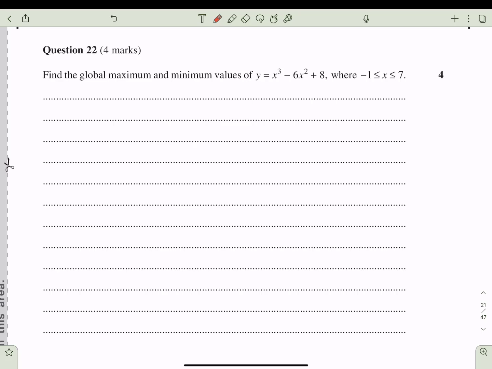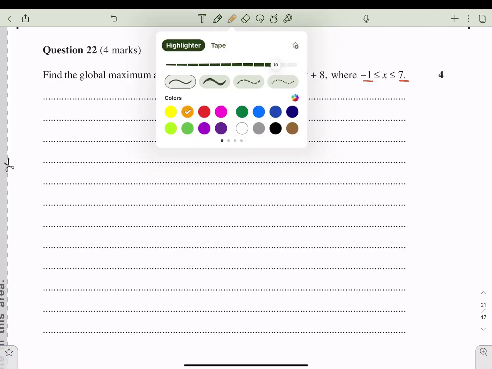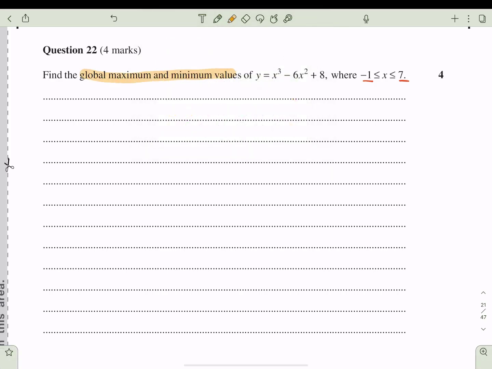Question 22. Find the global maximum and minimum values of y equals x cubed minus 6x squared plus 8, where x is between -1 and 7. Now, when we are dealing with a global max and a global minimum problem, we need to be thinking of our differentiation, first derivative. So our first step should be y dash equals 3x squared minus 12x.